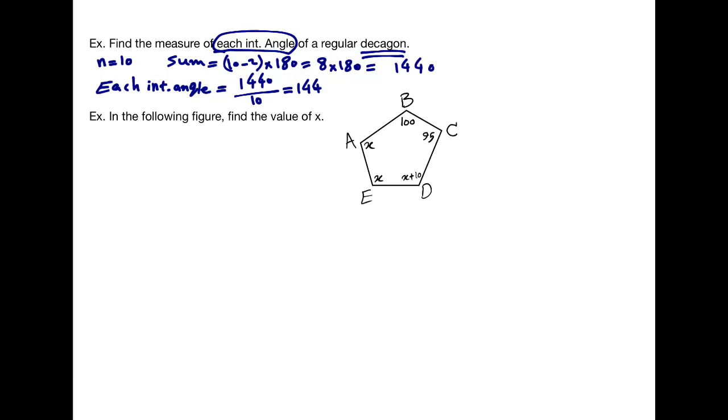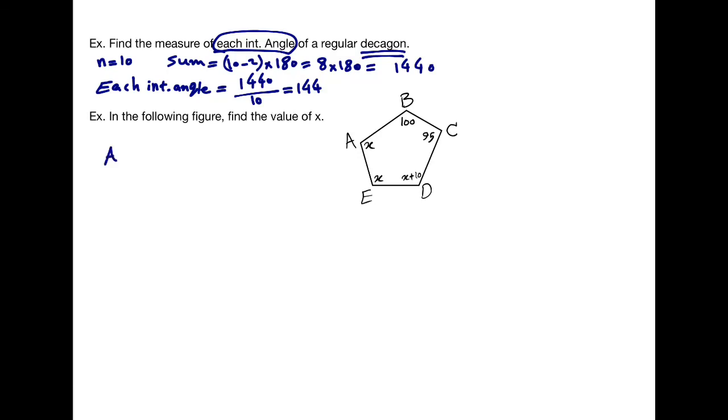Last example for this video. In the following figure, find the value of x. So you have a polygon here, which is convex. And the question is, find the value of x. What is the measure of x here in this polygon? Okay, let's see. We know that if we add all these angles, the answer is n minus 2 times 180, right? That's the interior angle sum theorem. So let's add all of these angles and see if we can come up with an equation to find the value of x.